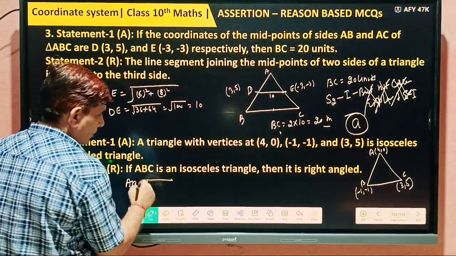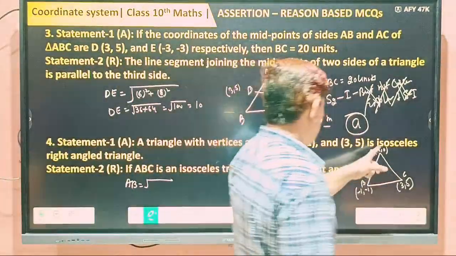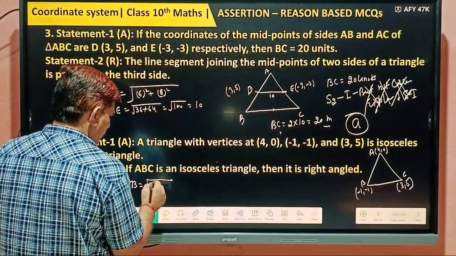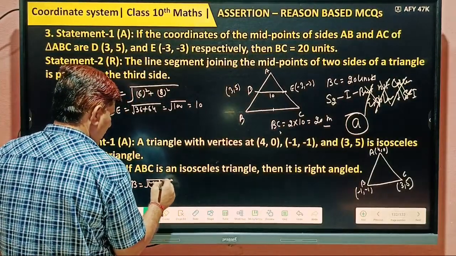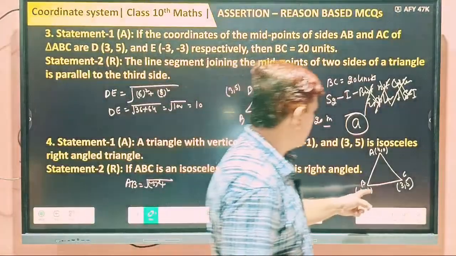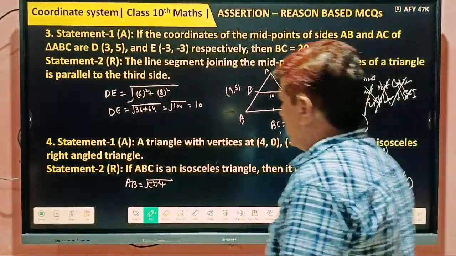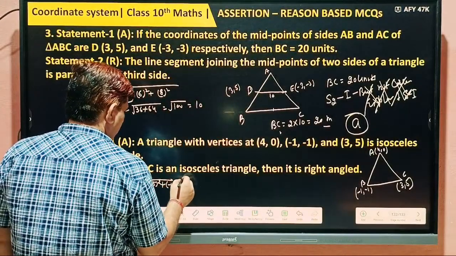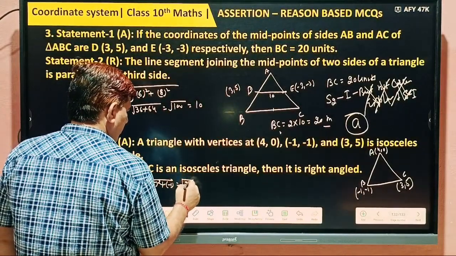AB is what? Find out this minus this: (-1 - 4) minus 5 whole square. I have written plus (-1 - 0), so -1 square. So we can say this is equal to 25 plus 1, which is 26.